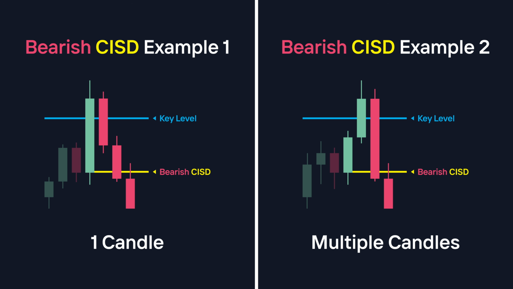And this is the same for bearish CISDs too, in that they can consist of either just one bullish candle or multiple consecutive bullish candles, with the important criteria being that there is no bearish candles mixed in between. And again, we would draw out the bearish CISD level from the open of the first bullish candle of the sequence, whether it consists of only one bullish candle or many.